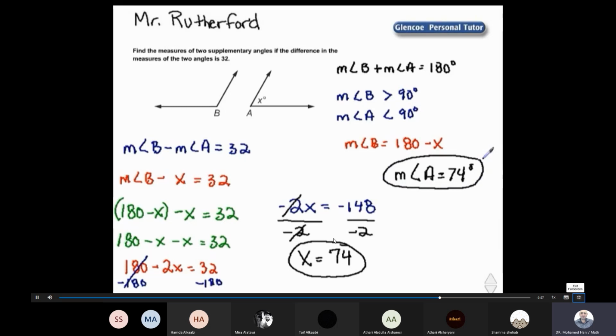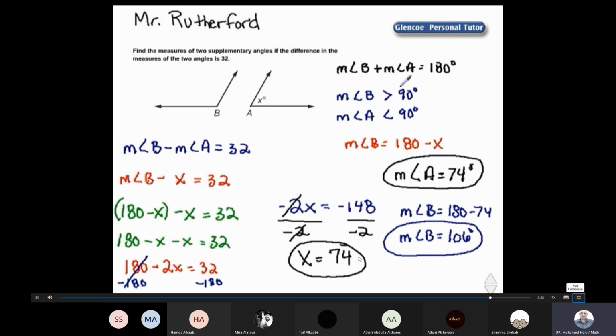Now let's find the measure of angle B. Now, we said that the measure of angle B was equal to 180 minus x, or minus the measure of angle A. So, that means that the measure of angle B will be equal to 180 minus 74. 180 minus 74 is equal to 106 degrees.